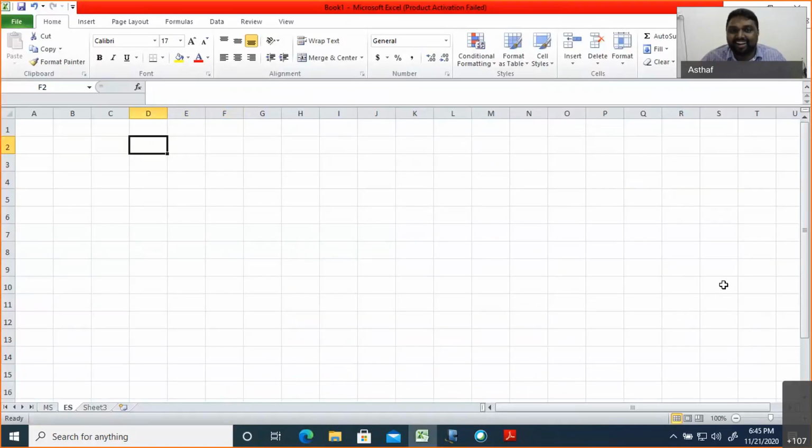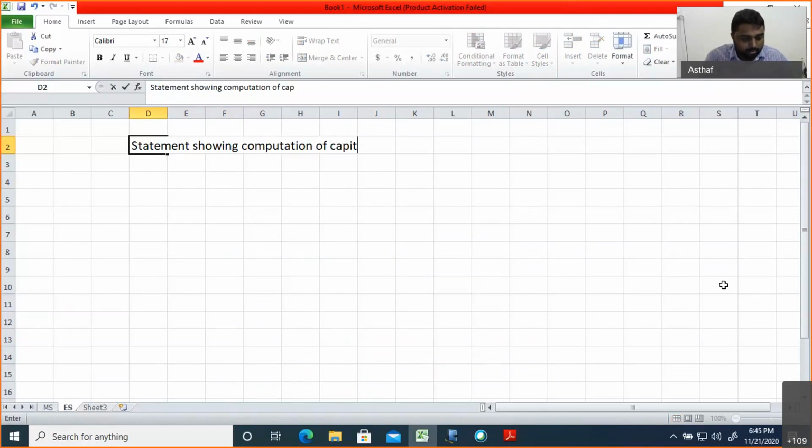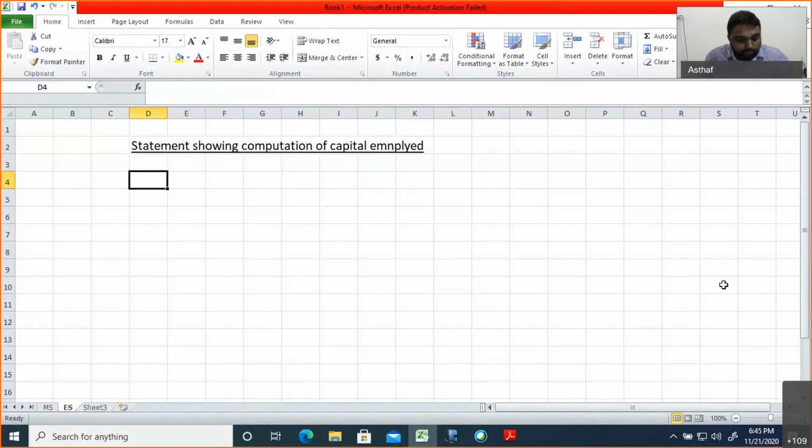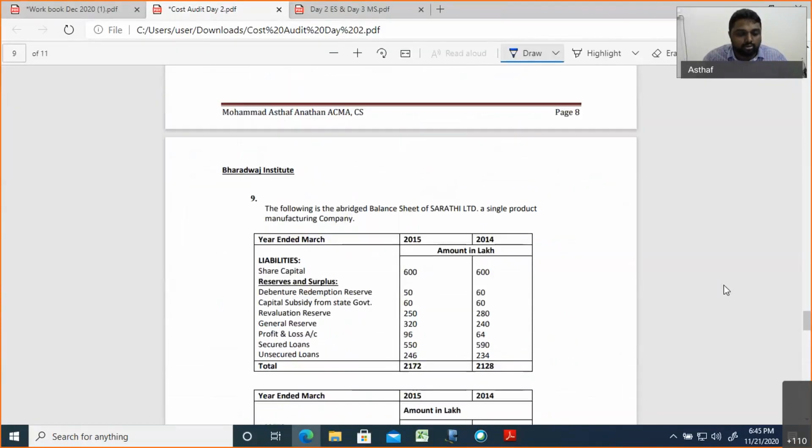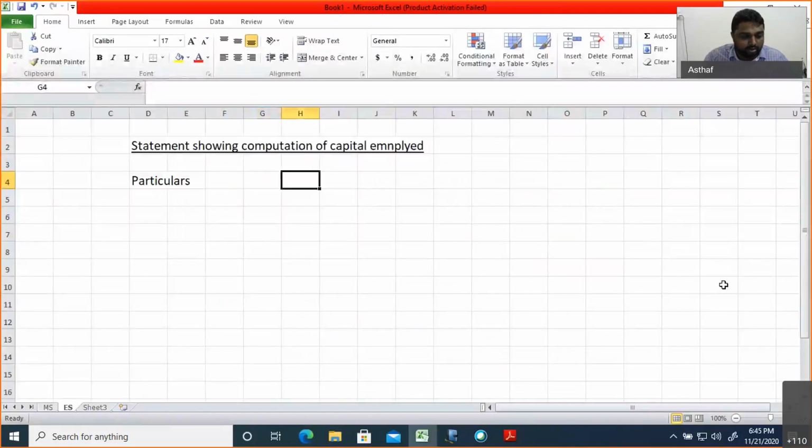So I am here ready. Hope you are also ready. Statement showing computation of capital employed. So what are all the years we have? See, the years we have are 2 years, 2015 and 16.